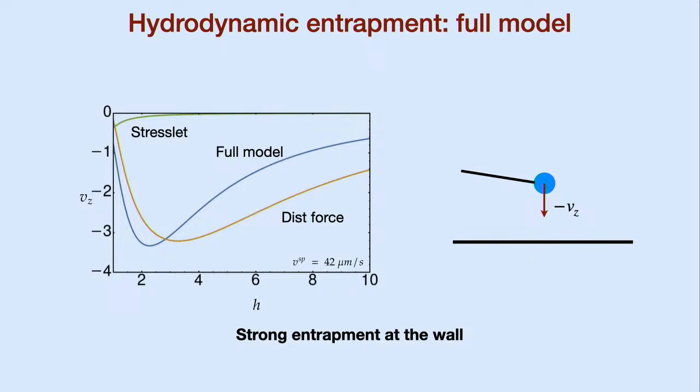But what's beyond, you can plot the active downward velocity, and you can see that this is quite different from these models. The full model is this. This is what is predicted by Stresslet, but it says that if you are slightly away from the wall, this is where the wall is, you are going to experience a greater attractive force. So this implies that the real bacteria are better and more strongly entrapped to the wall than predicted by Stresslet.